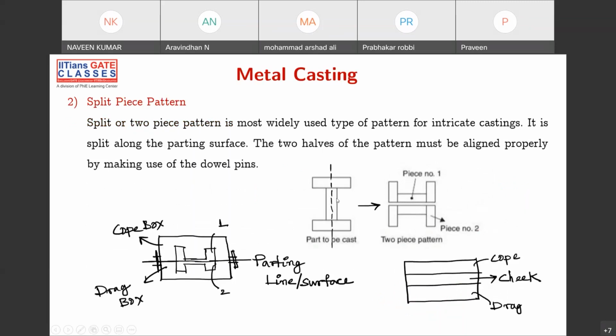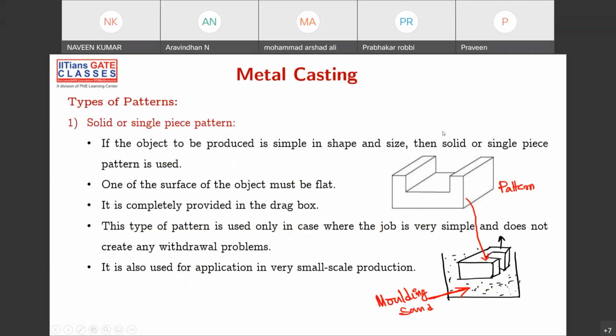Let me take the diagram in the previous slide. Let's say I have this kind of section, an I section, like this. Of course it is like this. This is 3D, not 2D, something like this. A minute.